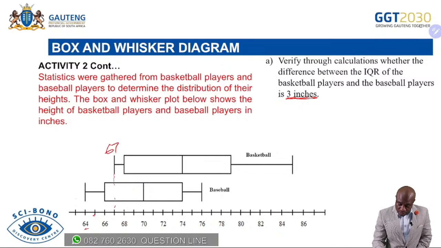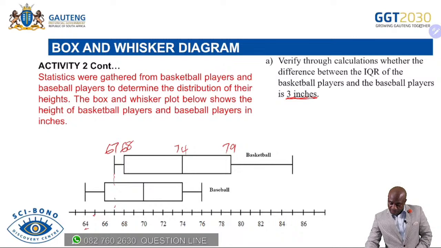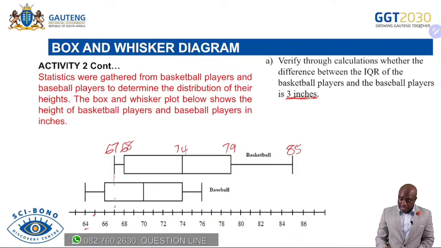So let's look at this one. Q1 is 68. And then the median for this one is 74. The upper quartile for this is 79. And then the maximum value is 85. So it's 85 inches. That is the tallest player there in the basketball team.